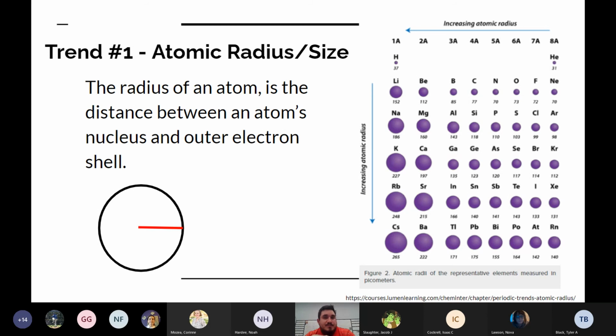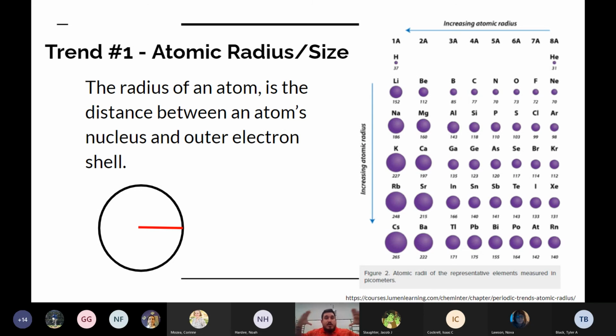But what's happening is you're adding more protons, and those protons are going to attract that ring of electrons. So more protons, you're going to get more attraction, more attraction. It's going to make that second ring of electrons smaller and smaller if you add more protons. But then you're going to add a third ring for sodium.